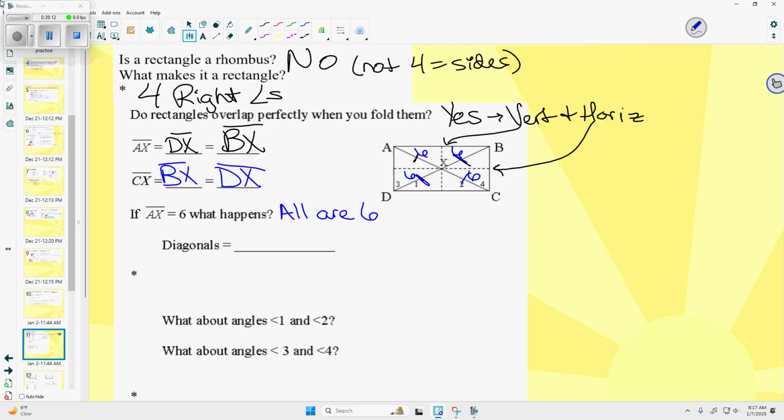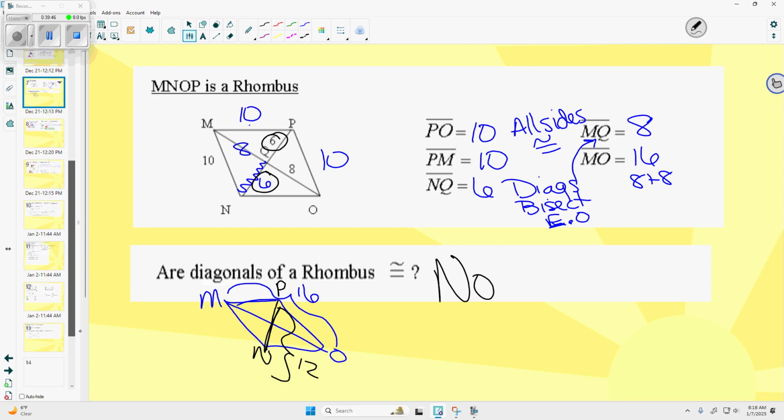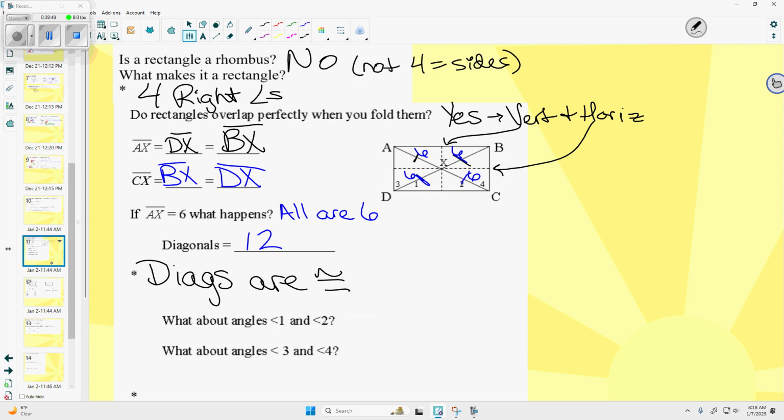So how long do I know my diagonals are? How long is AC? How long is DB? So what do we know about the diagonals in a rectangle? What are they? Congruent. Perfect. Was that true in a rhombus? No, because remember we had that example right here. One diagonal was 16, one diagonal was 12. So it's special for a rectangle because of our lines of symmetry.